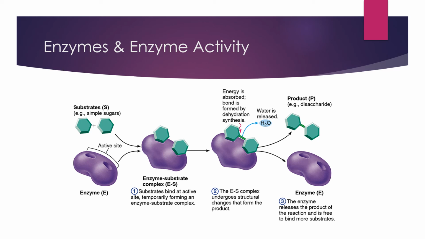So this image here is just a simplified view of enzyme action. So you have the substrate, so simple sugars, and the active sites on the enzyme become the enzyme substrate complex. Energy is absorbed. The bond is formed by dehydration synthesis, so you see that little water molecule coming off, and then it creates the product, which just goes on its merry way, and we still have the enzyme left there with the ability to continue. So it can do this whole process again without change to itself.